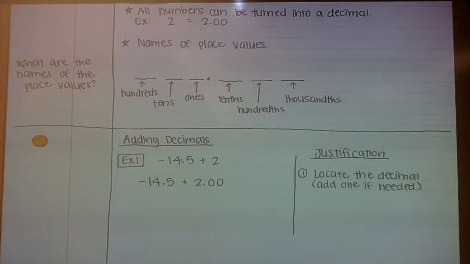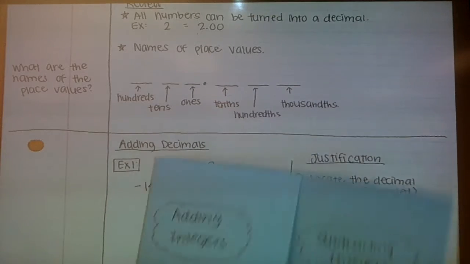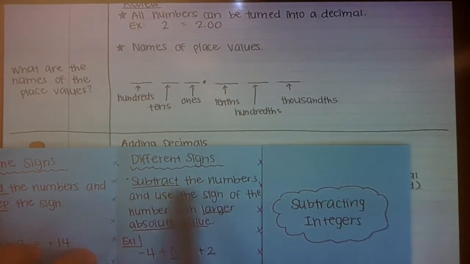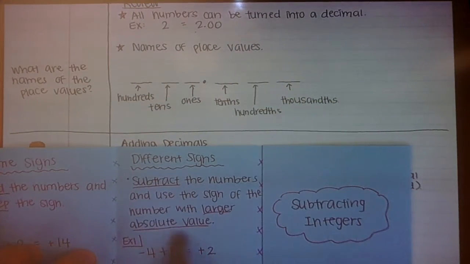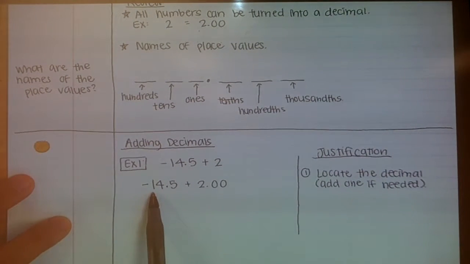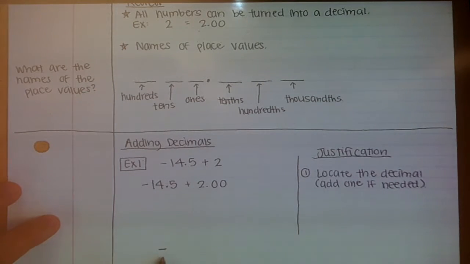So now we have two numbers with decimals, and we are looking at one negative number plus a positive number. If we look in our foldable, when we're adding integers, if they have different signs, we're going to subtract the numbers and use the sign of the larger absolute value. So we know negative 14.5 is further away from 0, so that's the larger absolute value. So we know that our answer is going to be something negative, and I'm leaving some space for our work.